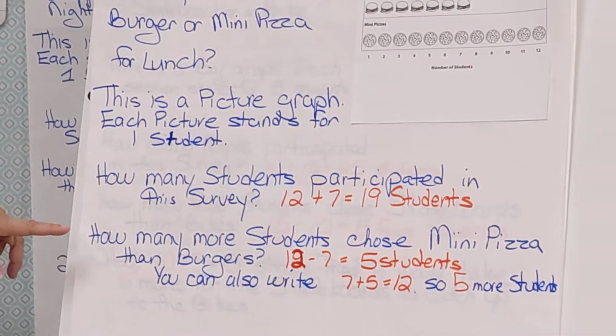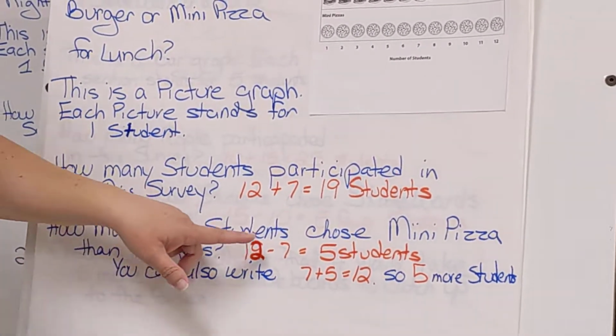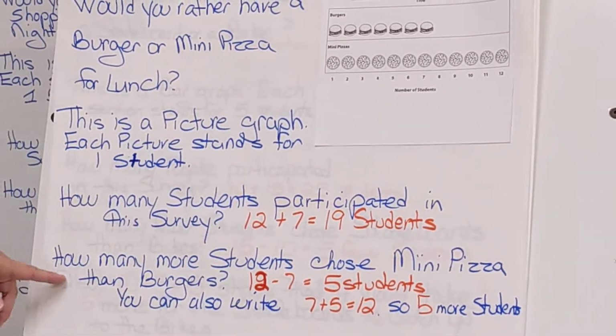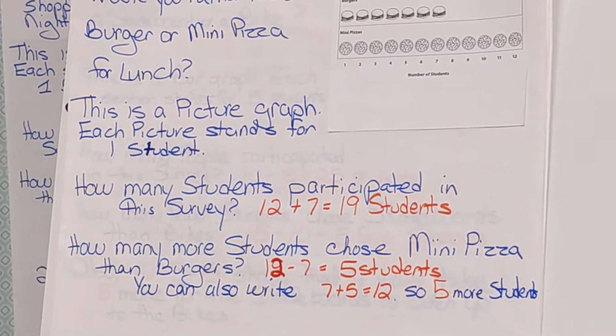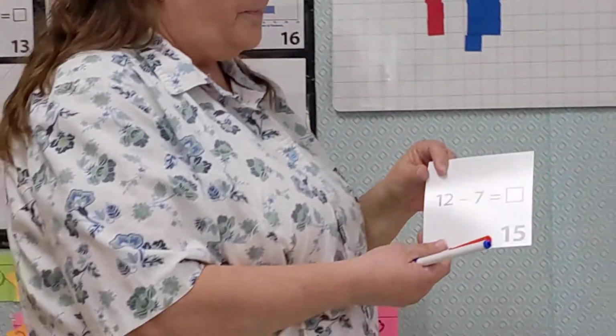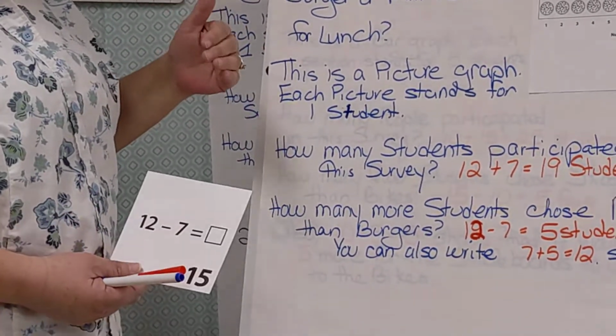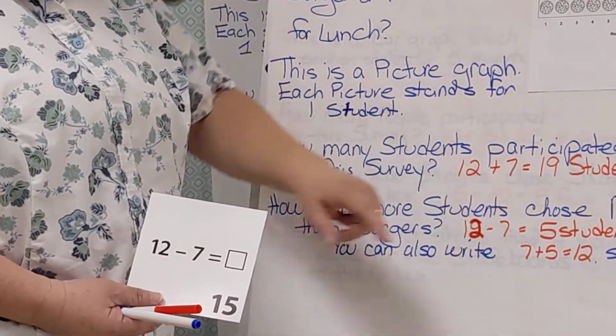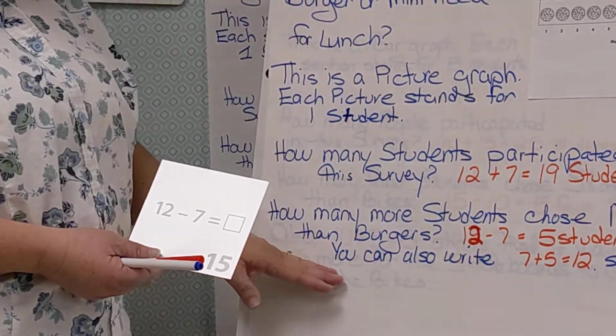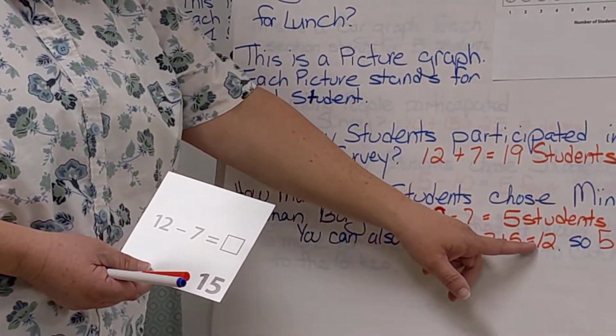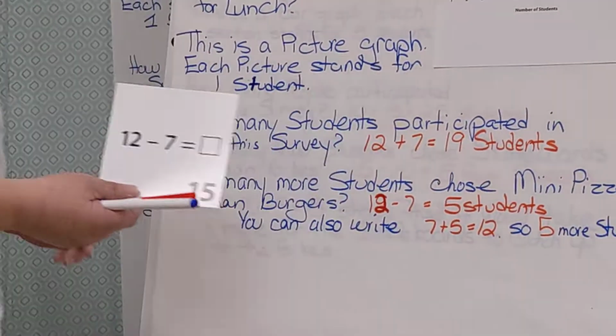Our second one up here says, how many more students chose mini pizza than burgers? And so that equation was written this way. 7 minus what equals how many more? And that was 5 more students. You can also write it as 7 plus 5 equals 12, so 5 more students.